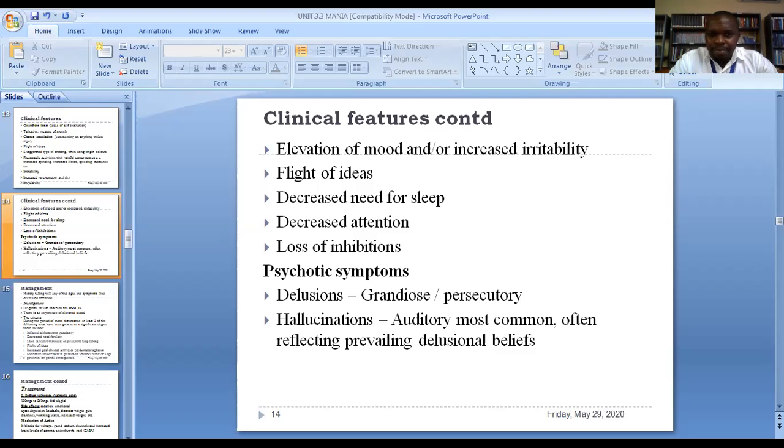They also have psychotic symptoms like delusions, mostly of grandiose and persecutory delusions. They're the commonest. They also have hallucinations, mostly auditory hallucinations.